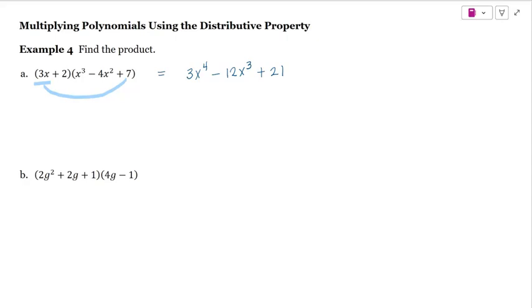Now we'll switch to multiplying the second term, the 2, and again we'll go systematically, first multiplying by the x cubed, so plus 2x cubed, then moving on to the negative 4x squared. That'll be minus 8x squared, and then lastly multiplied by 7. So plus 14.